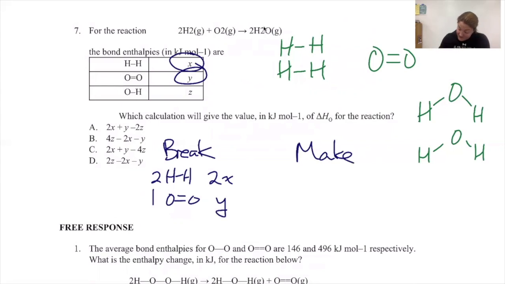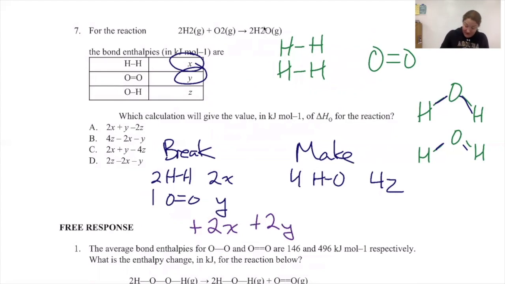We're making these bonds, 1, 2, 3, 4. 4 HO bonds, which has a value of Z. So that'll be 4Z total. Okay, now I need to figure out how to combine them. Breaking bonds is endothermic, so positive 2X, positive single Y. Making bonds is exothermic, so the 4Z will get a negative sign. And choice C is my answer.